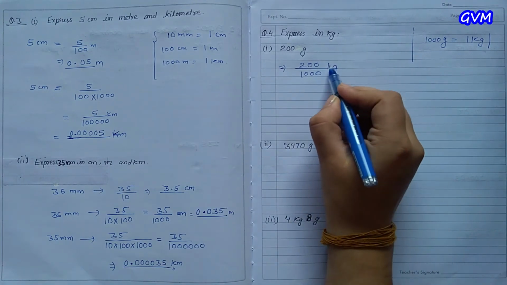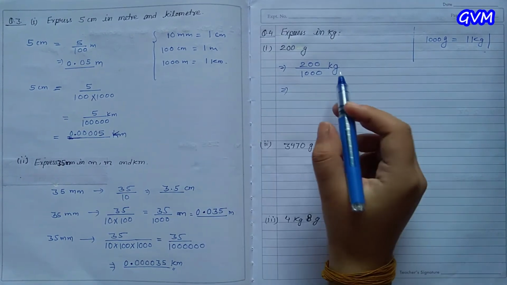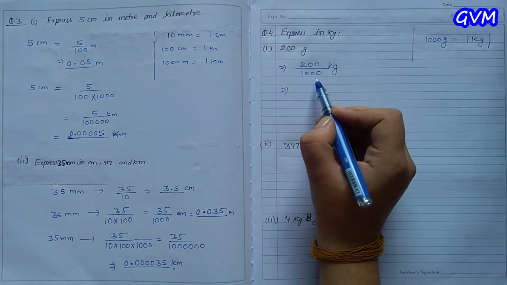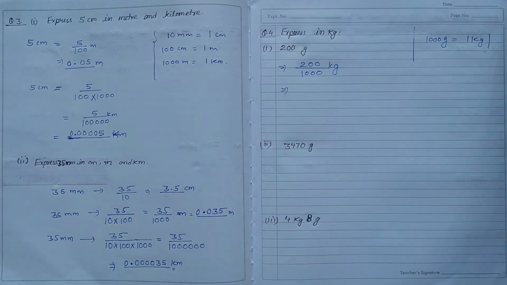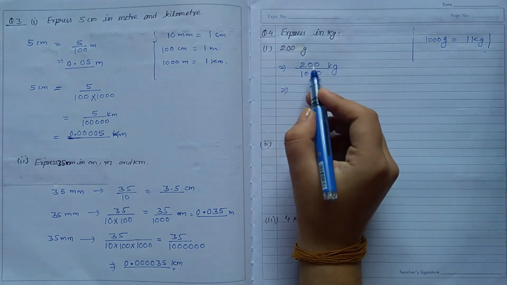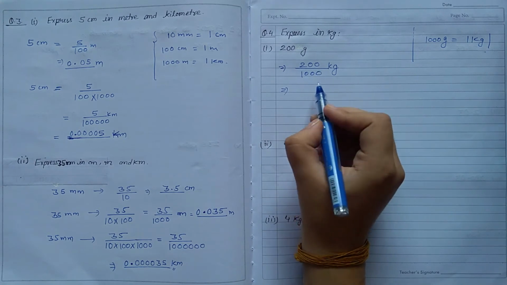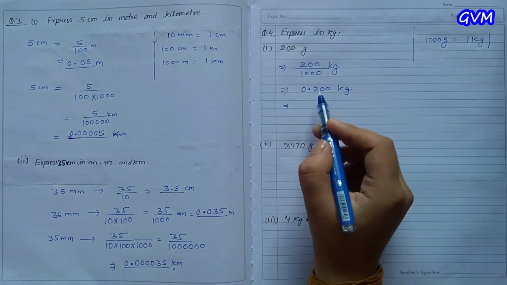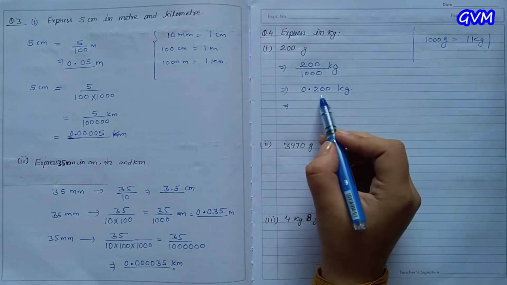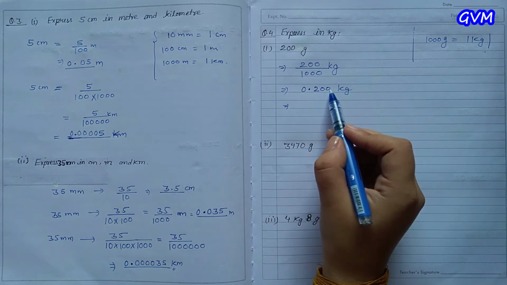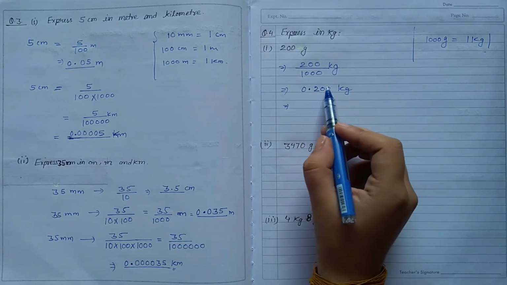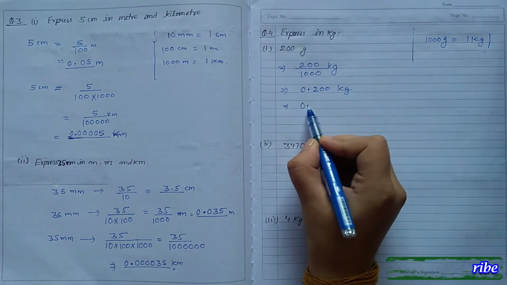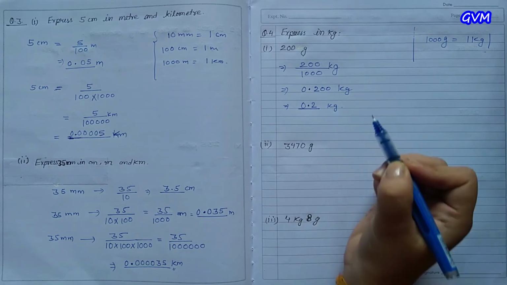Okay. So ये हमारे पास किलोग्राम आ गया है. Now इस fraction को हम decimal में change करेंगे. So 3 zeros are in denominator. So we will put point before 3 digits. Okay. So we already have 3 digits in numerator. So 0.200 kilogram. Or as you know that in decimal numbers, if there are zeros at the last after point, these zeros will not make any change in digits. So we can write it as 0.2 kilogram.